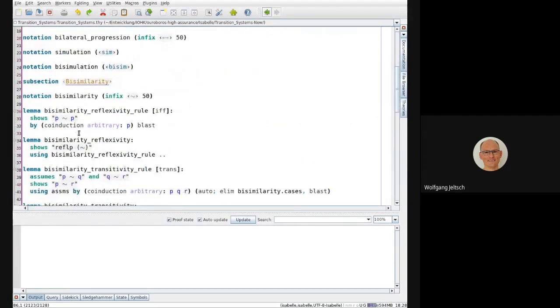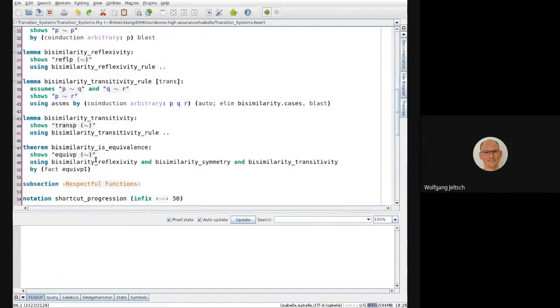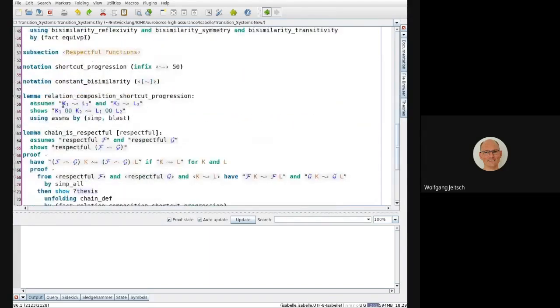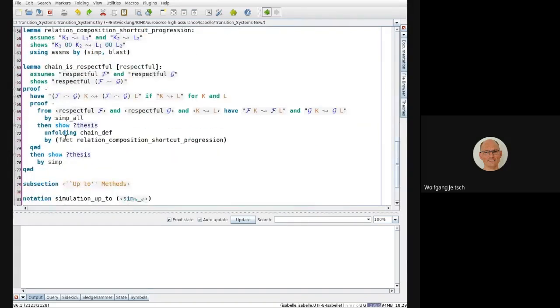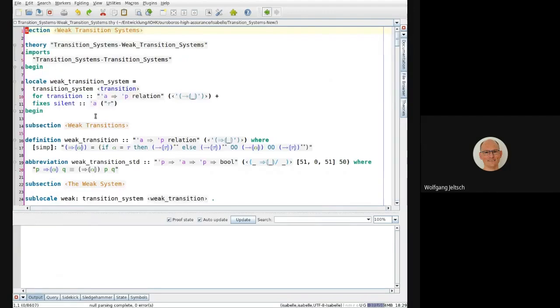And what's really added is the reflexivity and the transitivity of bisimilarity, from which we can conclude that bisimilarity is an equivalence, because in the general case we have already symmetry. And finally, using this auxiliary lemma, that now chaining is also respectful, which is related to transitivity of bisimilarity. And that's it. And next time, I want to look with you at weak transition systems.